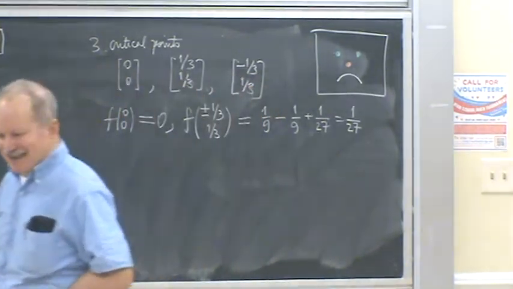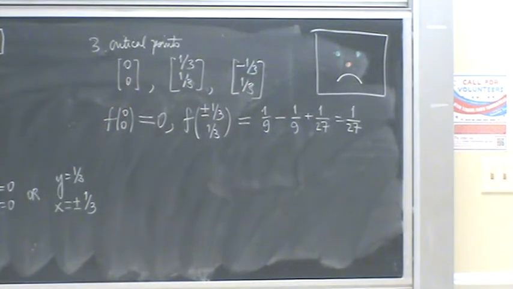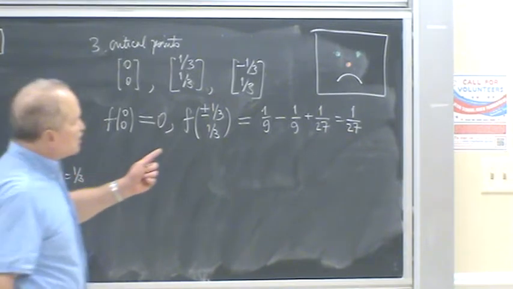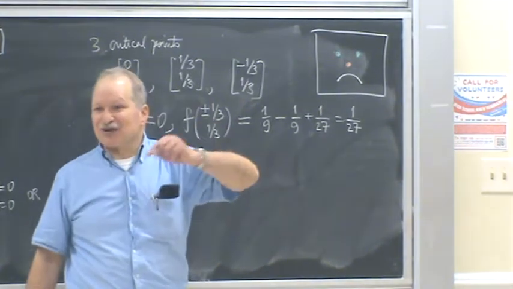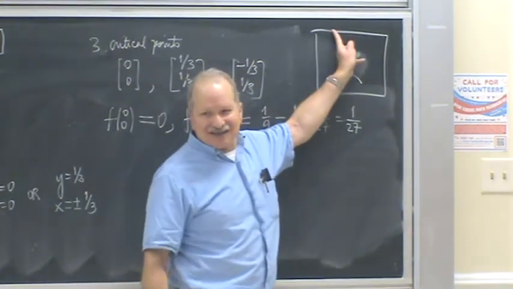What have we forgotten? Endpoints. The frontier. Yeah, we only know that if you're at an interior point that's a max or a min, it must be one of these three points.